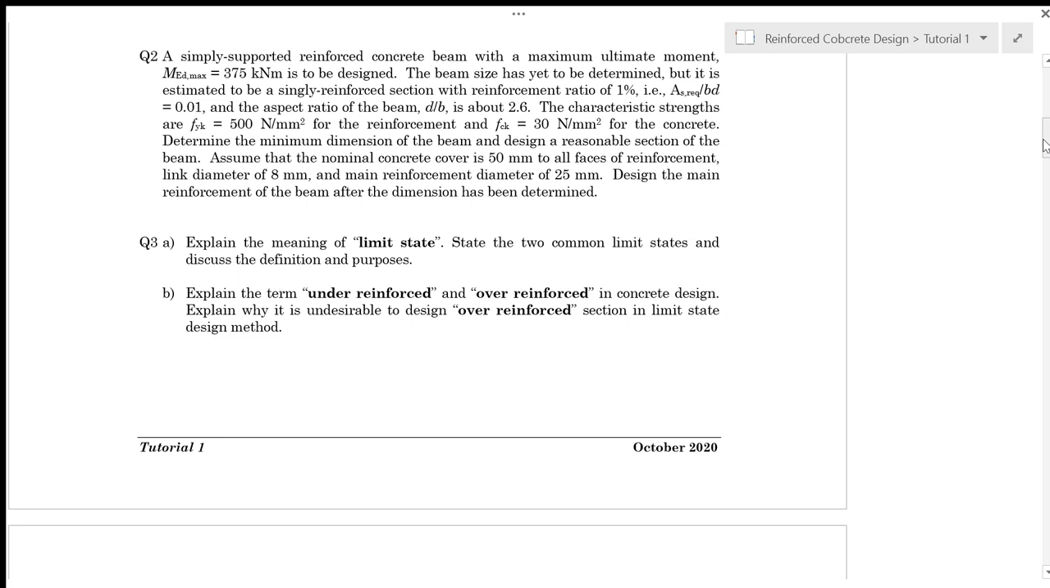Assume that the nominal concrete cover is 50 mm to all faces of reinforcement, a link diameter of 8 mm and a main reinforcement diameter of 25 mm. Design the main reinforcement of the beam after the dimension has been determined.